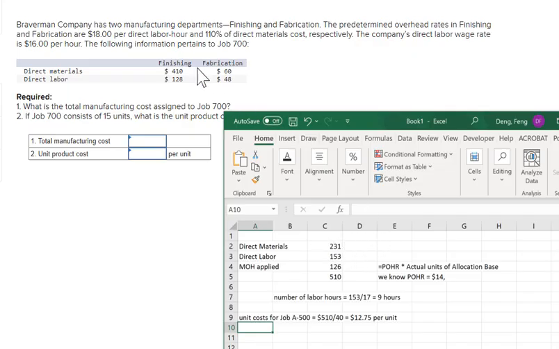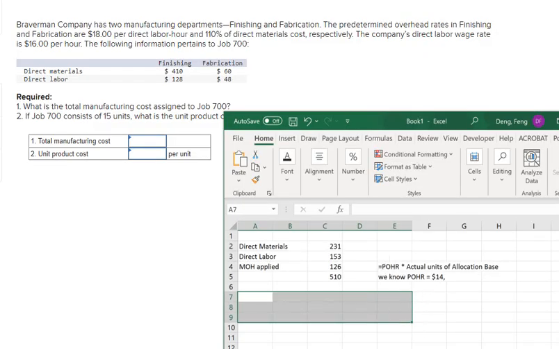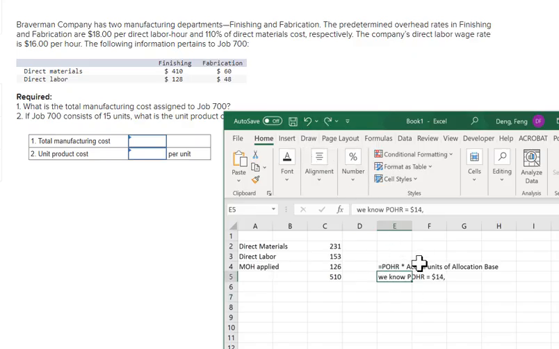But we got 2 different departments here. That's the thing. The earlier example only had 1 department. So we're going to make these disappear. In this case, we know the predetermined rate for the finishing and fabrication is $18, so this is 18 instead of 14.